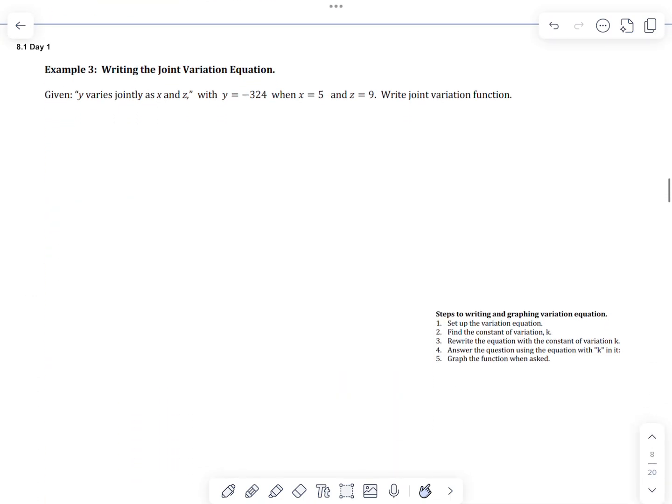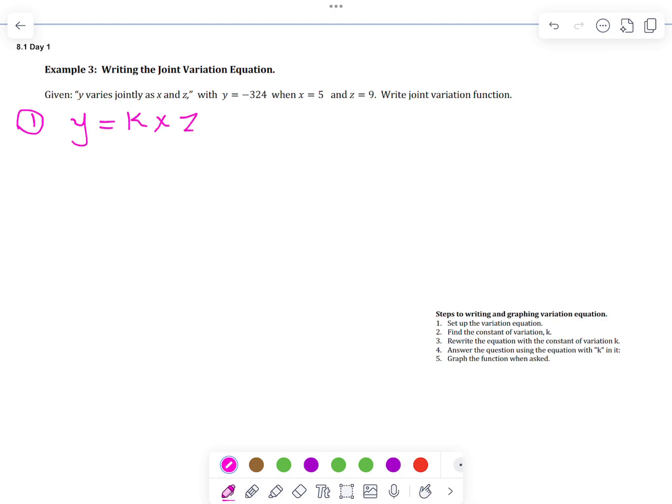All right, here's an example. Y varies jointly as x and z, and then we give you the value of the y, the x, and the z, and we want to come up with the joint variation function. So step one, we write the equation. Step two, we're going to go ahead and substitute the y, x, and z into the equation.